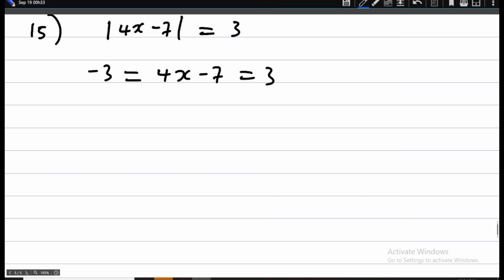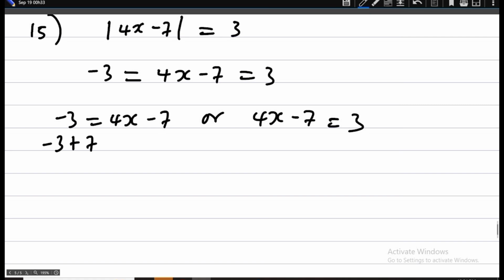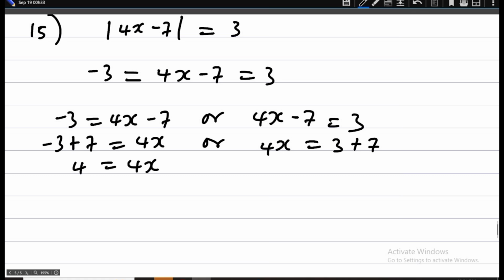You can say that minus 3 is equal to 4x minus 7, or we say that 4x minus 7 is equal to 3. So we can now solve. We now have that minus 3 plus 7 is equal to 4x, or we say that 4x is equal to 3 plus 7. So this gives me 4, so 4 is equal to 4x, or we say that 4x is equal to 10. So here x is equal to 4 divided by 4, which is 1.